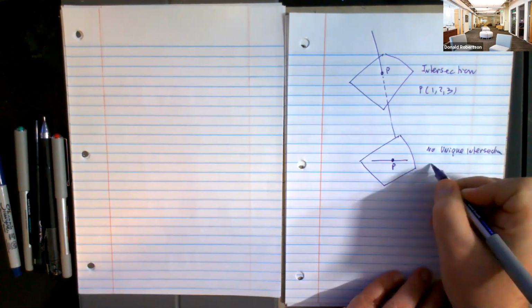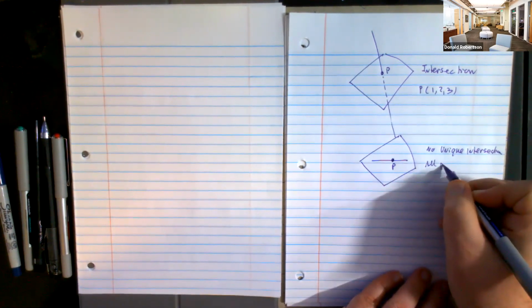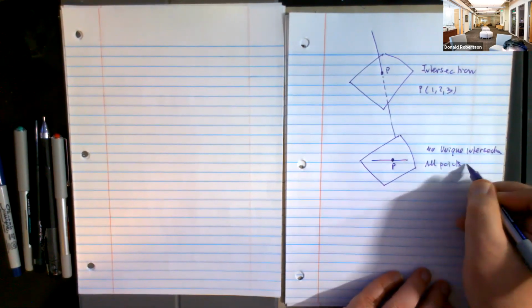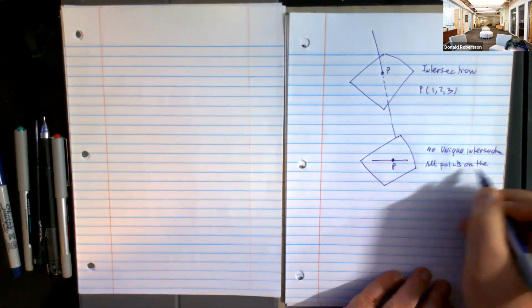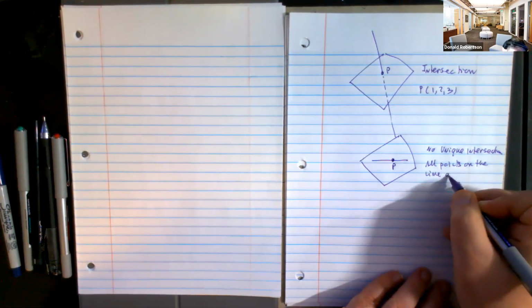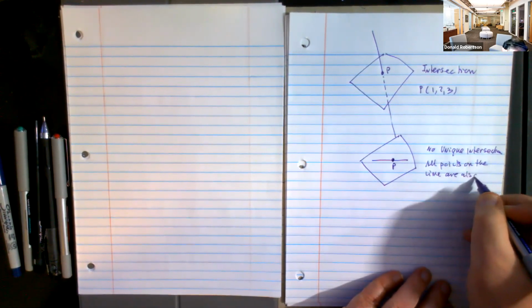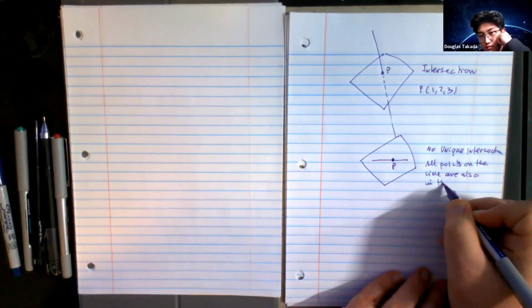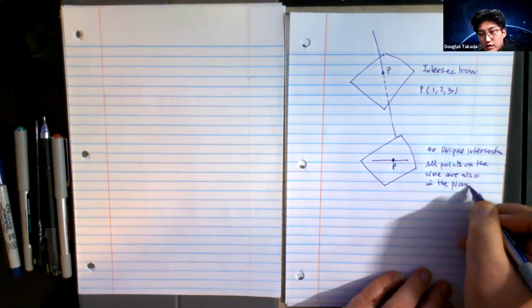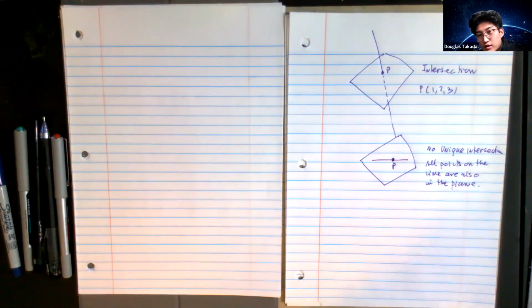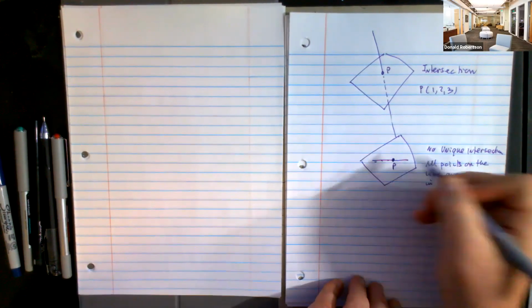What I mean by that is all the points on the line are also on the plane. So that's like the line having multiples. Yeah, any one of these guys would work. Now, what would that look like?